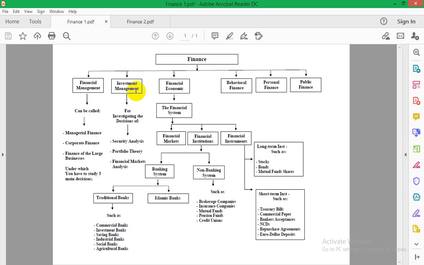And in the investment process, you have to know the meaning of security analysis, the meaning of portfolio theory, and the meaning of financial markets analysis. In the process of security analysis, you are trying to analyze the financial assets to reach the fair value of these securities. So you are trying to know the fair price of your security or instrument or financial asset. This is the meaning of security analysis.